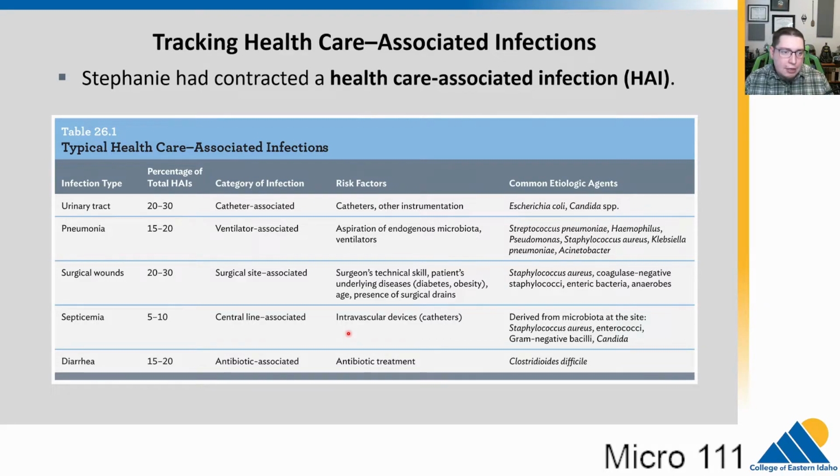And then diarrheal infections, again, another big one, usually related to antibiotics. And so we can see things like when we take antibiotics, it disrupts the microbiome of the gut, and that can lead to opportunistic infections. Things like C. diff and stuff like that stick around because they're antibiotic resistant or they're hard to kill, and then we develop diarrheal disease from that.